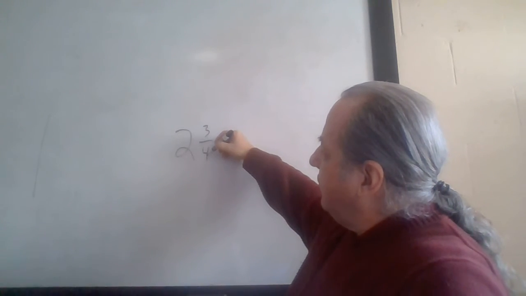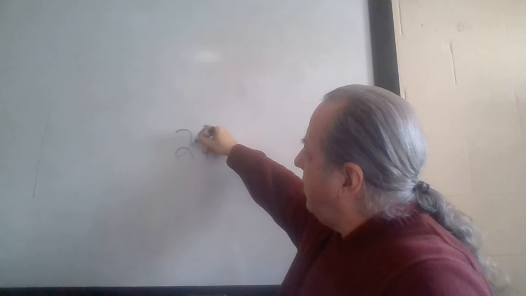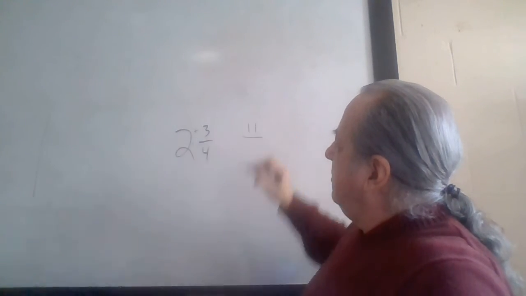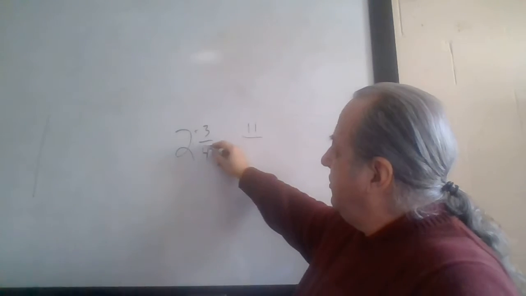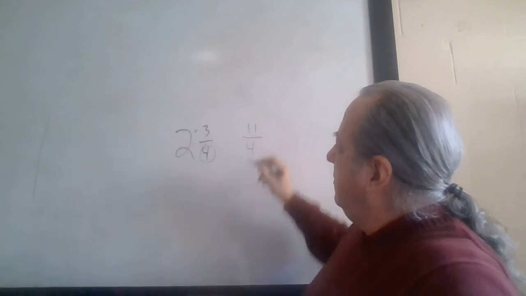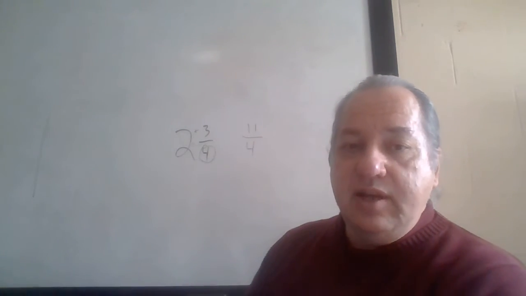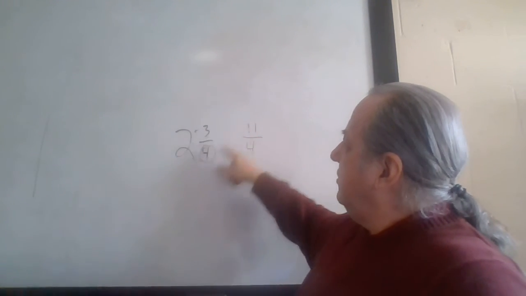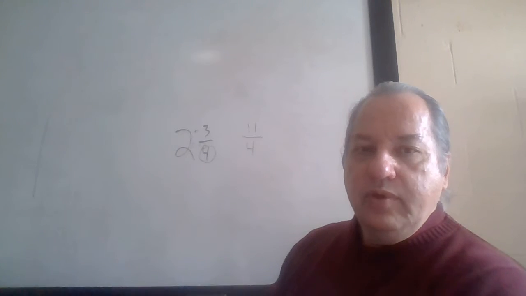So I start at the bottom. 4 times 2 is 8. 8 plus 3 is 11. 11 is my numerator. Keep the original denominator. So 2 3/4 is the same thing as 11 over 4. 2 times 4 is 8. 8 plus 3 is 11. Keep the original denominator.